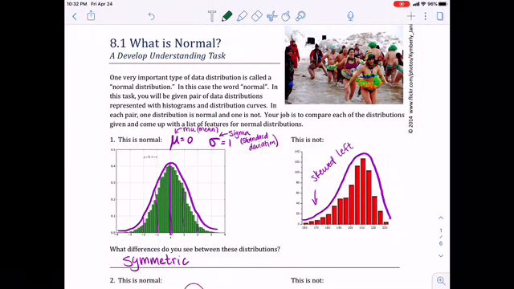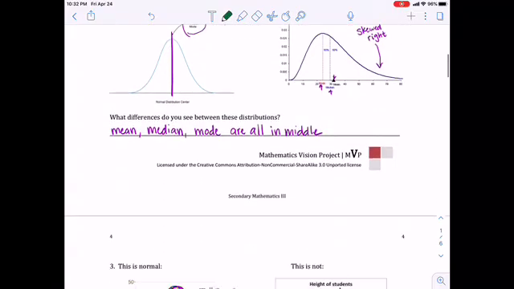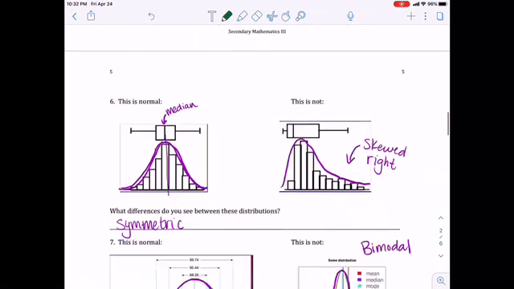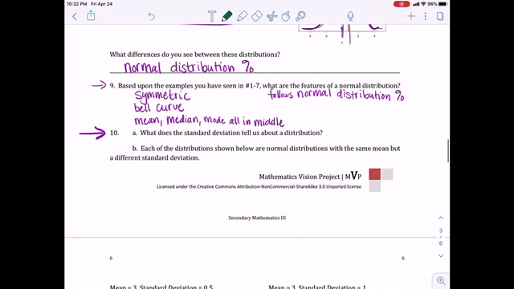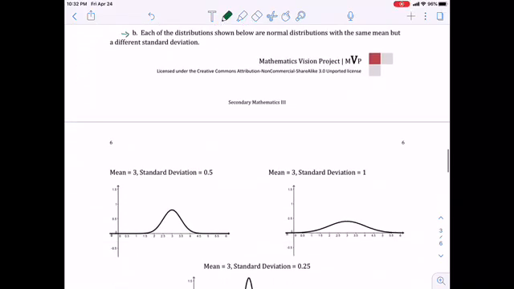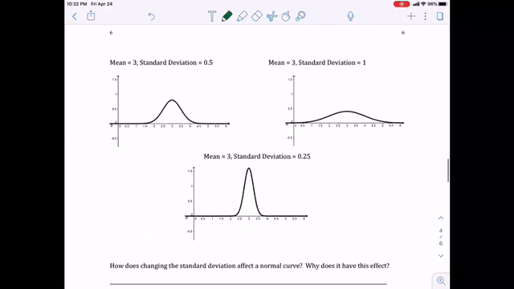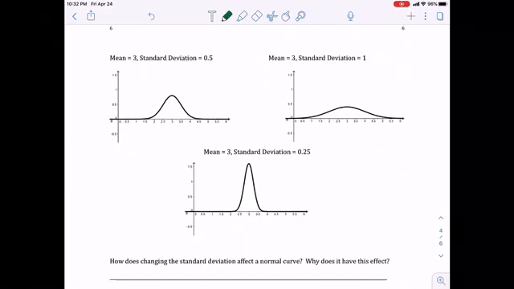All right, well, we're still talking about assignment 8.1, what is normal, but we're going to start in here on problem 10, which says, what does the standard deviation tell us about a distribution? Now, to figure out the answer to that question, we're going to look at several distributions. So notice part B says each of the distributions shown below are normal distributions with the same mean but a different standard deviation. So here we have our three pictures.